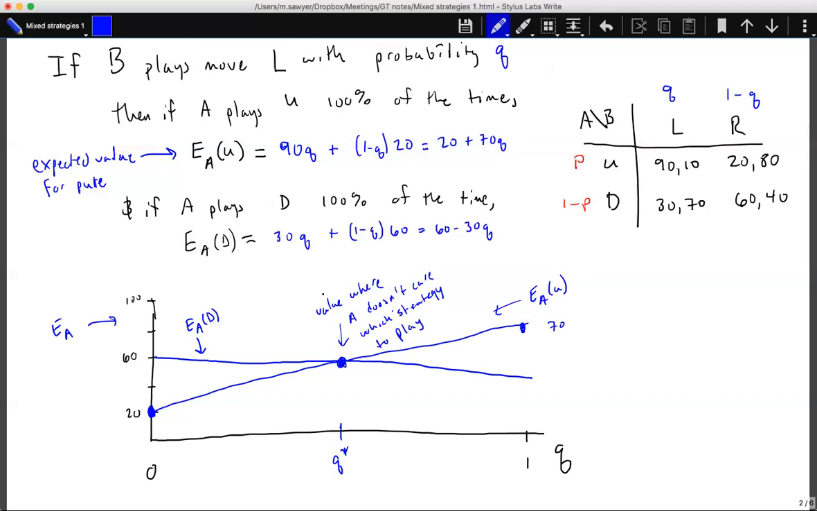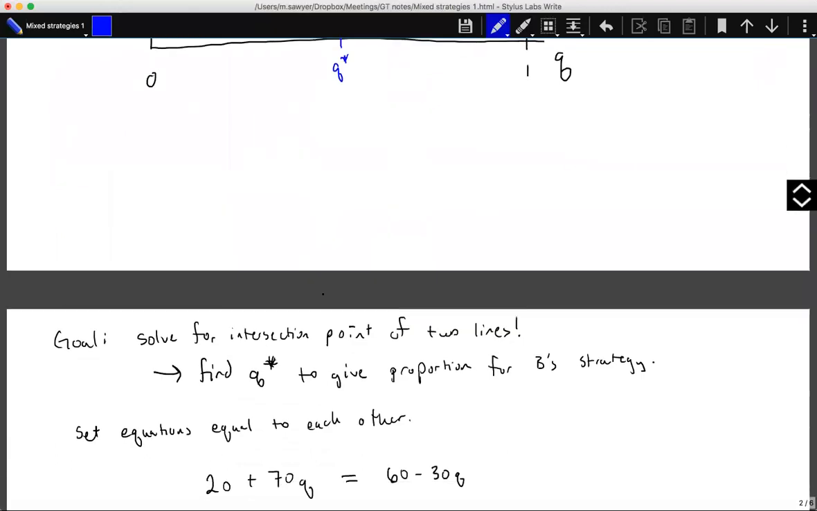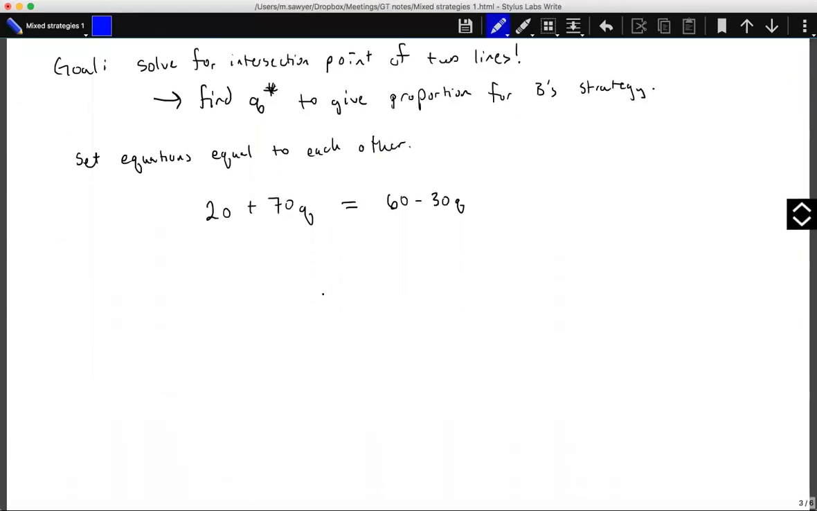And so what we're solving for with mixed strategies is that A and B are each trying to determine where each other's Q star and P star are, that is, the probability that each other will play these particular moves. And so this amounts to solving two equations. We can look at this graph and look for the intersection points, or we can set these two equations equal to each other. So I've written these equations down here.